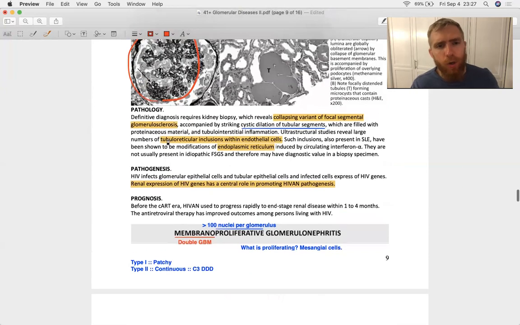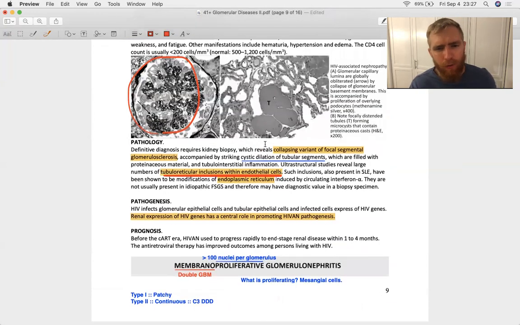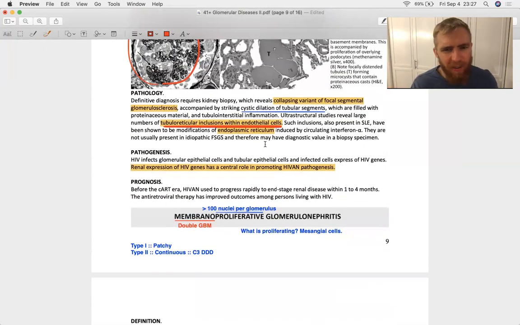You could see tubuloreticular inclusions within endothelial cells, but that is only brought up one time and there's no picture. I don't think it's high yield.